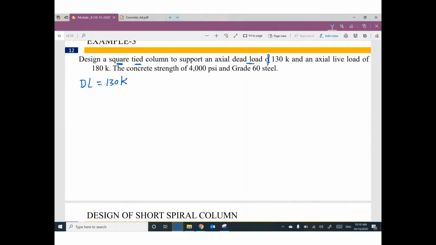And an axial live load reaction equal to 180 kips. And the concrete strength f'c is 4000, fy grade 60, so fy will be 60,000 psi, and this one is psi.